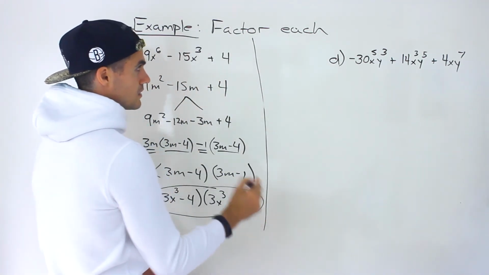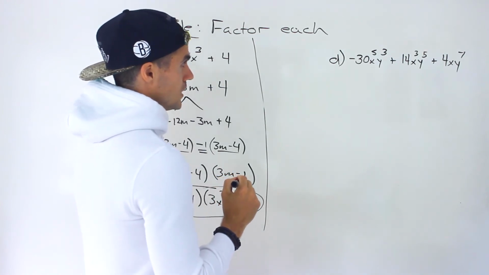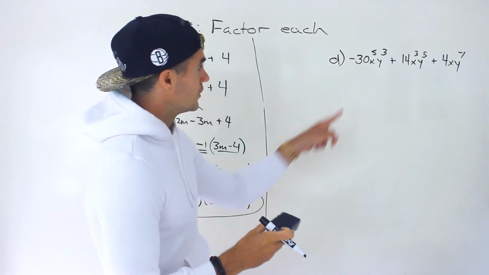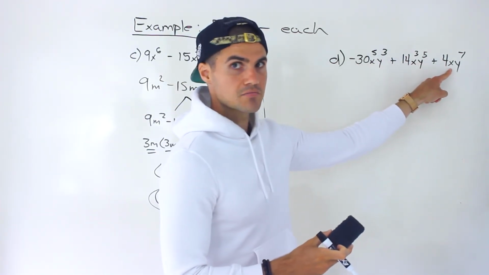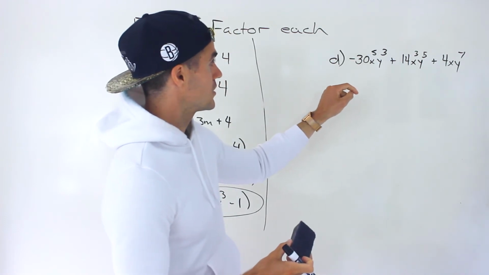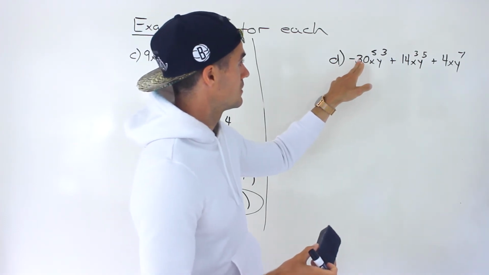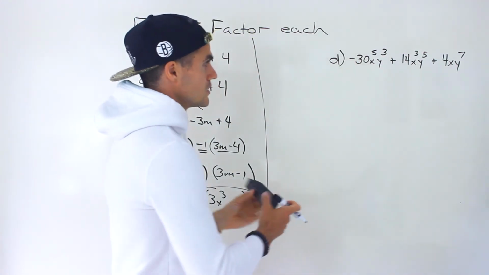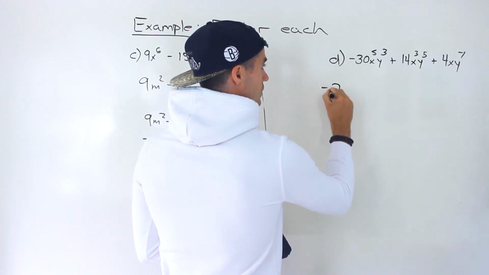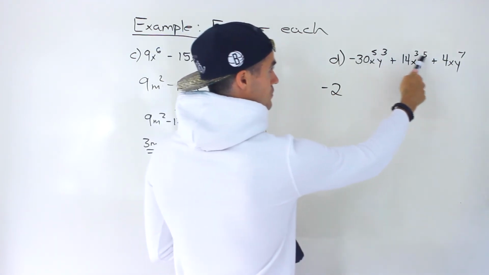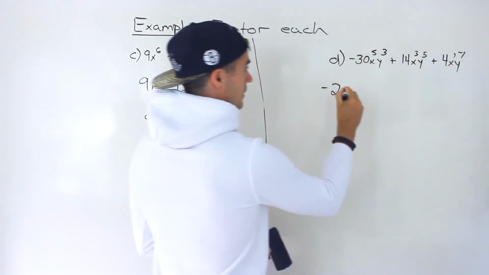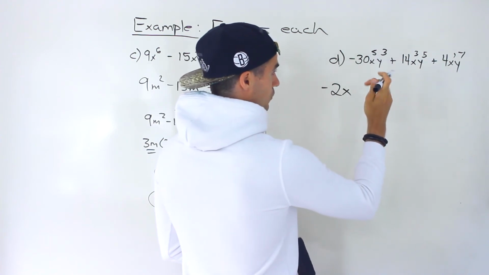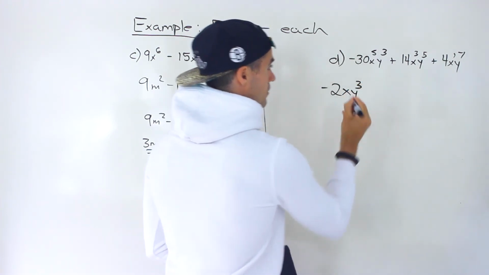Let's split this up here. Now let's do part D. So first thing we always check, greatest common factor. Notice there's a lot going on, and notice that the x variables are in all the expressions, and the y variables are in all of the expressions. But also notice that between 30, 14, and 4, we could take out a 2. There's a negative here, so I'm actually going to take out a negative 2. Now between the x variables, 5, 3, and this is like a 1 here, the lowest exponent is a 1. And then we got a 3, 5, and 7 for the y, so we can take out y to the 3.